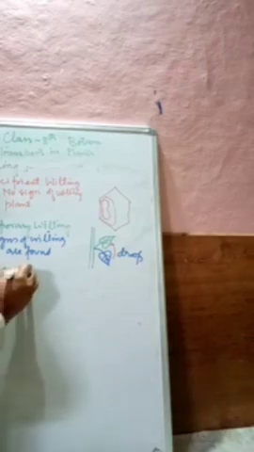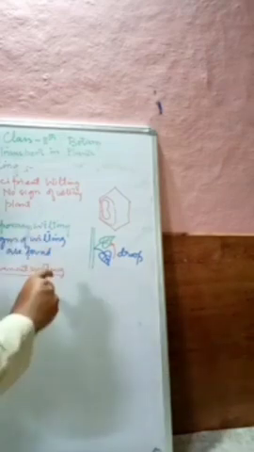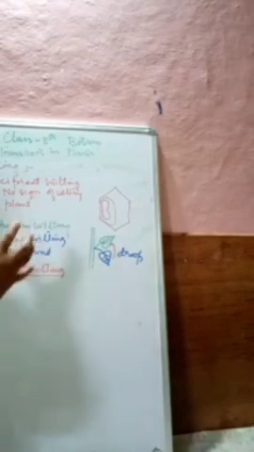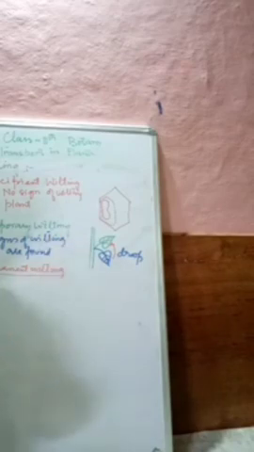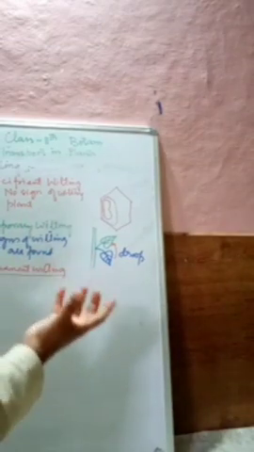Third, we have the permanent wilting. Permanent wilting will show excess loss of water from the aerial parts of the plant, and if water is applied to that plant, still the aerial parts will not regain their normal shape and size. So that type of wilting is called permanent wilting. In such cases the parts are completely dried up.